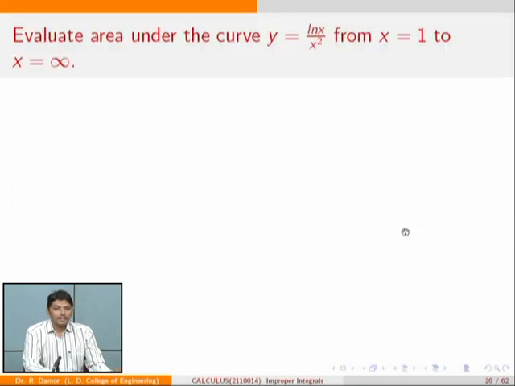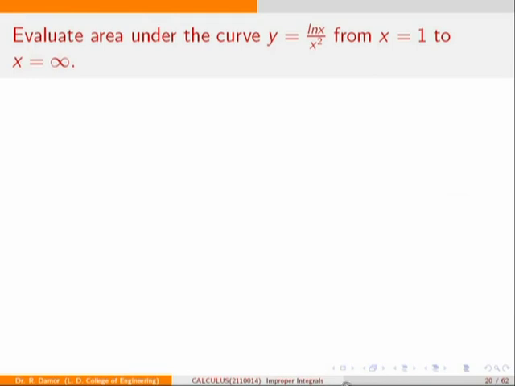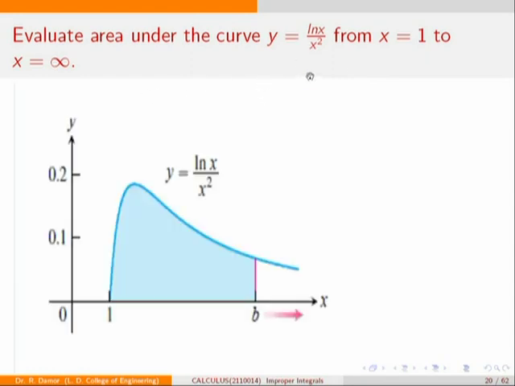Now we can calculate some examples using this idea of improper integrals. Suppose I take the area under the curve y equal to ln x upon x square from x equal to 1 to x equal to infinity. So from x equal to 1 to infinity, ln x upon x square. So what is my area? This is my graph, y equal to ln x upon x square.